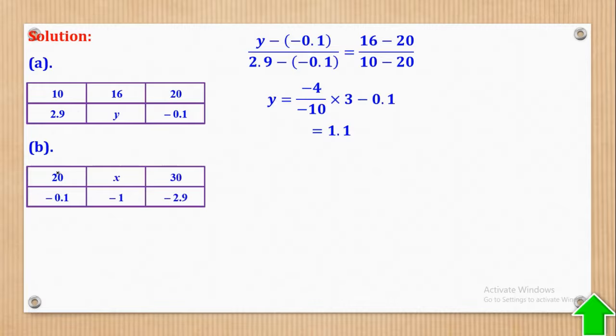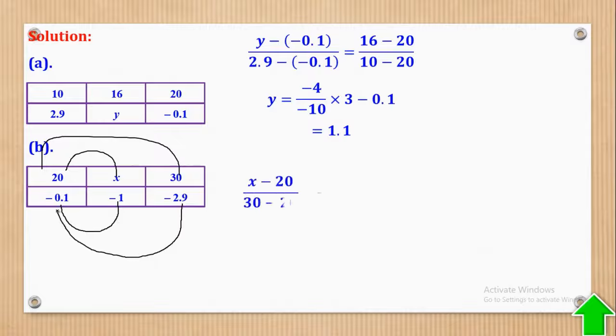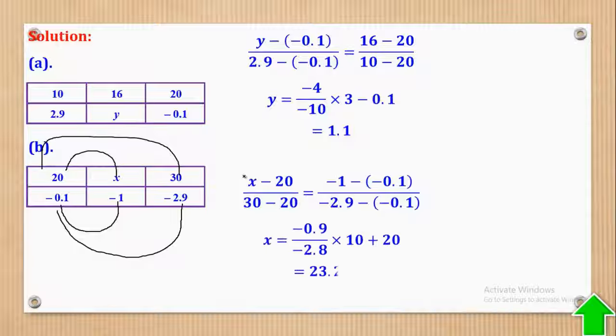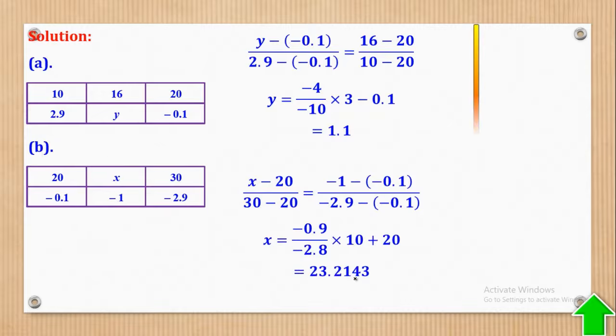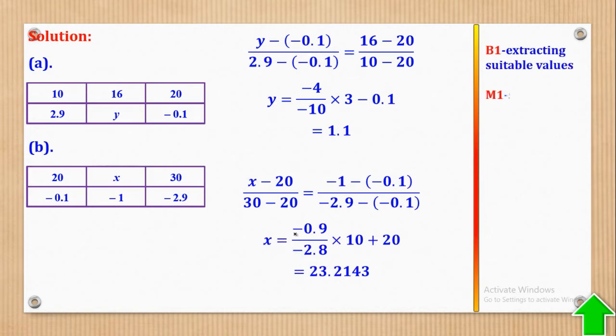Then after that, we shall compare for x, we shall compare this 20 and this 30. It is 20 which is smaller, so we shall say x minus 20 divided by 30 minus 20 is equal to negative 1 minus negative 0.1 divided by negative 2.9 minus negative 0.1. So when we do that, we shall come up with that step, and when we make x the subject, x will be equal to 23.2143. So basically that is what they wanted.